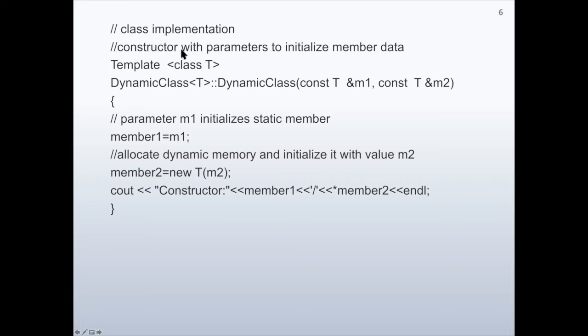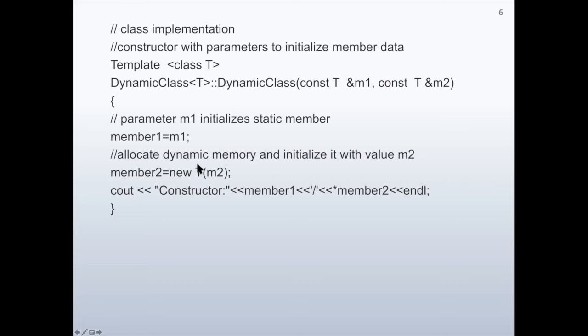First, we are considering the constructor with parameters to initialize member data. It is going to be implemented as a template function. The name of the function is dynamic class. It is the constructor. We have parameters M1 and M2. They are of type T and they are reference and constant. This is a function belonging to the dynamic class. We are setting member 1 to M1 given here.